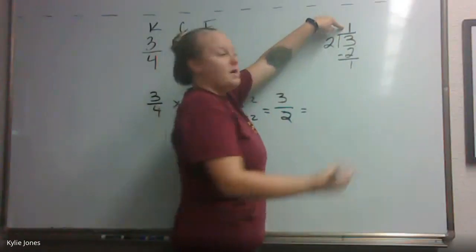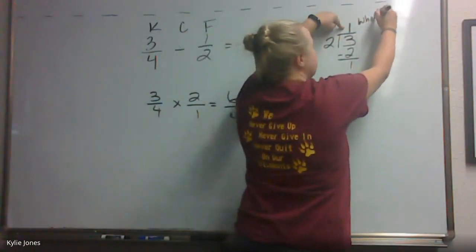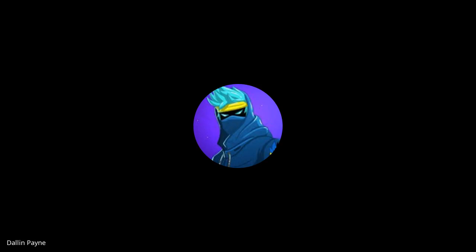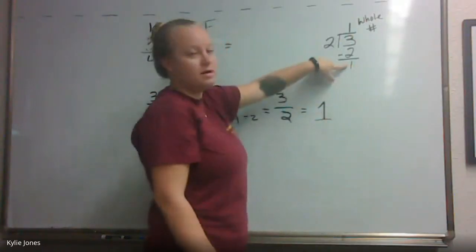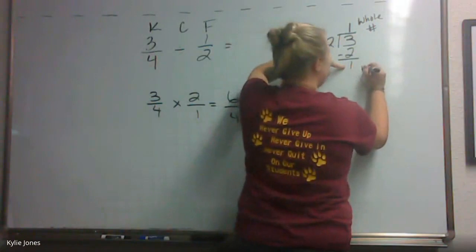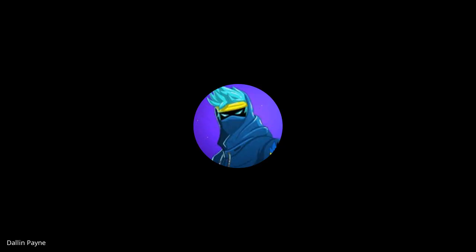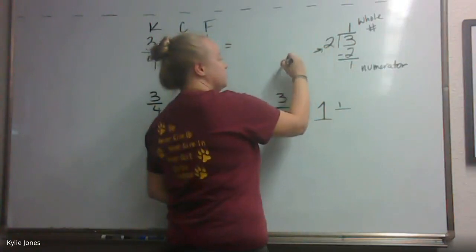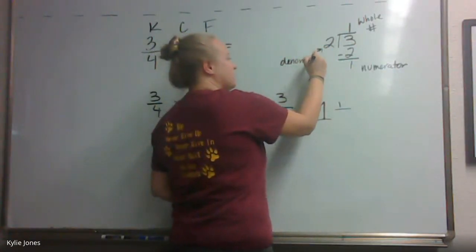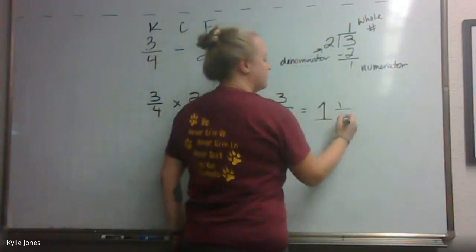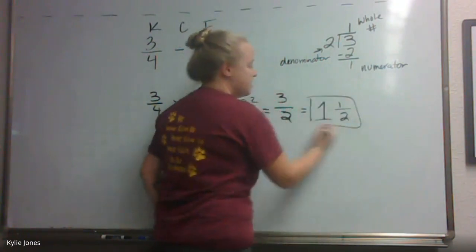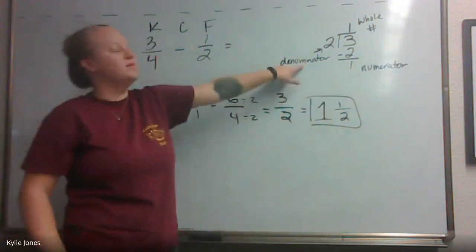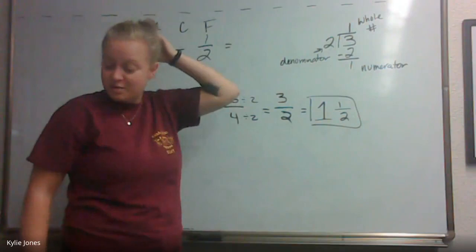Now this 1 on top becomes the whole number. Then the 1 on the bottom, the remainder, is your numerator, and the 2 is your denominator. So you put that on the top, and you get 1 and 1/2. I feel like that was a little bit better than all the arrows I put last time, right?